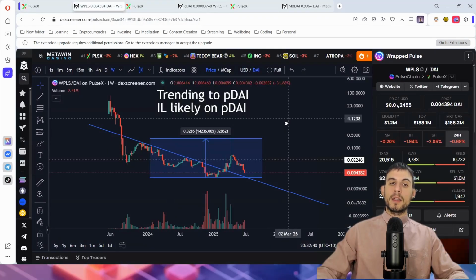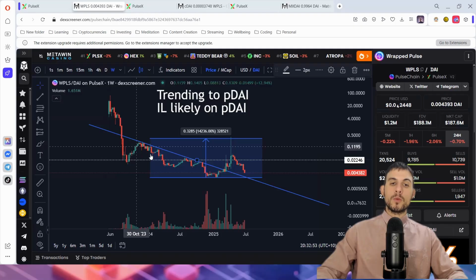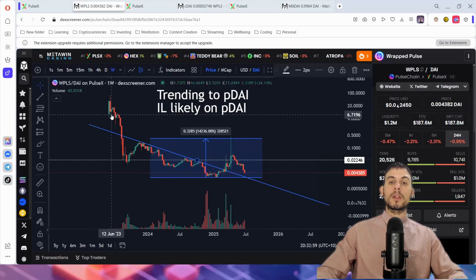So pDAI is trending very heavily towards pDAI. So you're likely to get impermanent loss on your pDAI. Now, you can see here, there is kind of this median range where it generally fluctuates back to, but it's also trending down. So for example, if you would have created a liquidity pool here, you would be massively down on your pDAI. You would have a lot more Pulsechain, but you'd be very down on your pDAI.